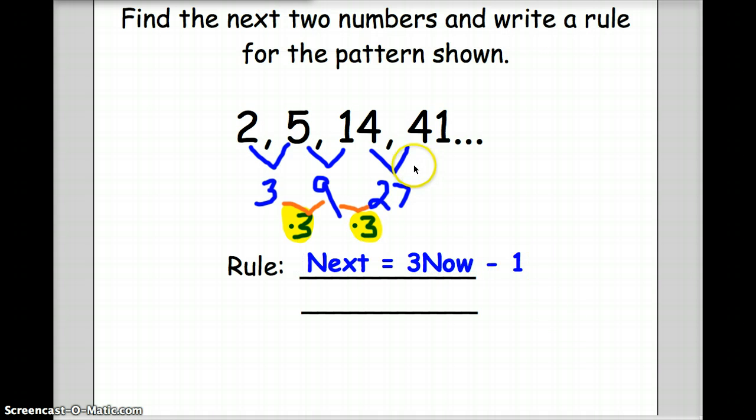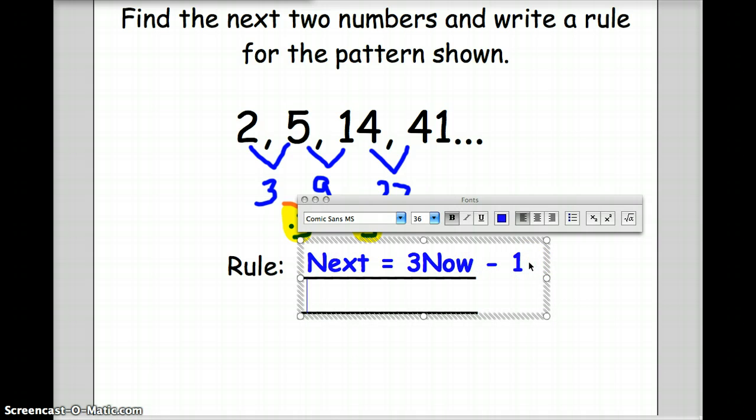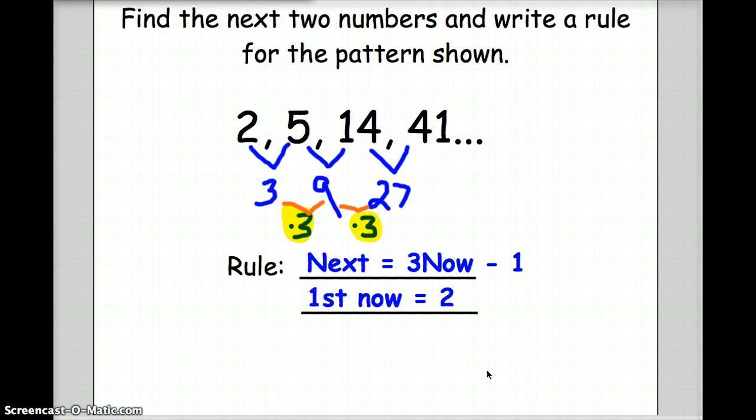Let's see if that holds true. 5 times 3 is 15. 15 minus 1 is 14. 14 times 3 is 42. 42 minus 1 is 41. So that pattern's going to hold true. So next equals now times 3 minus 1. First now is 2. With that information, anyone can replicate our pattern.